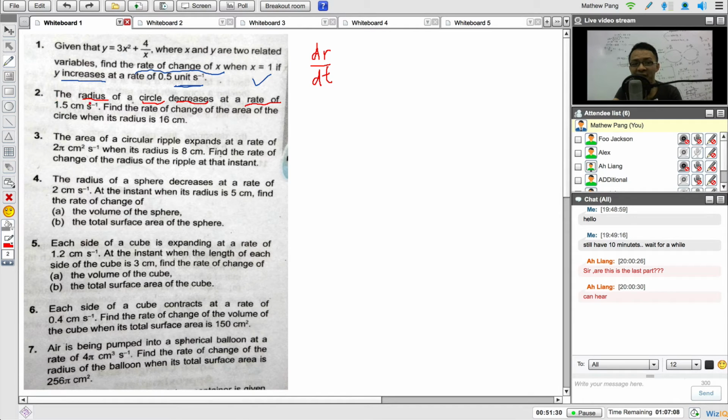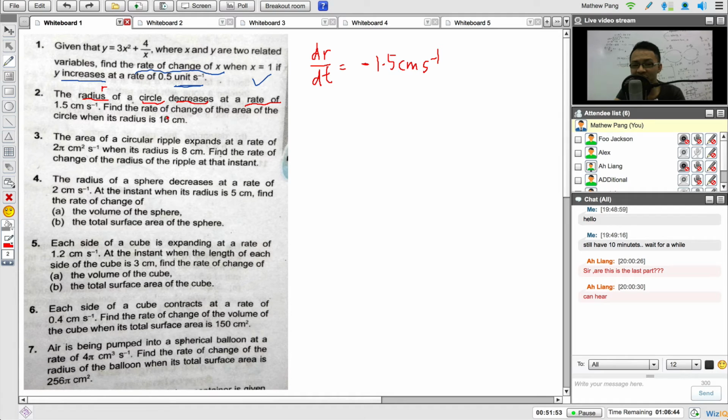Here the first sentence says the radius of the circle, so I let the radius become r, because this is the official symbol for radius. So it's 1.5. But if you write 1.5 cm per second, yes, you got it wrong, because you have the word decrease over here, which means negative. Okay, this is something very important.